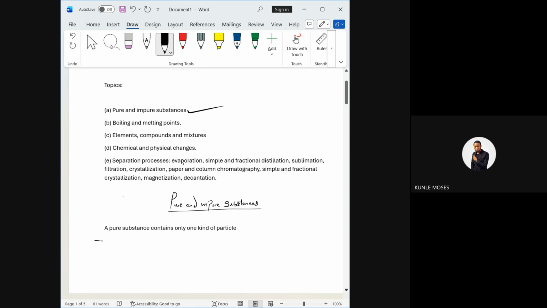And another hint that you need to know is that pure substances always have fixed physical properties. So they don't have anomalous or variable physical properties. They have fixed physical properties. For example, we have sodium chloride.